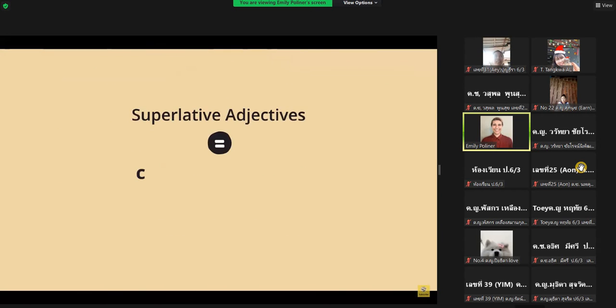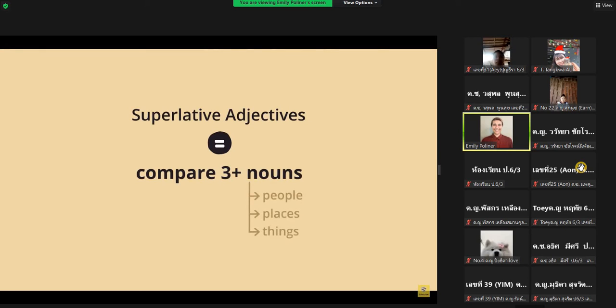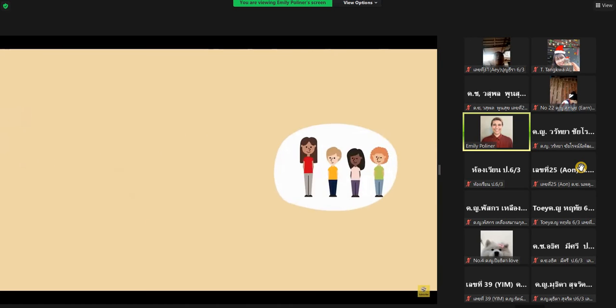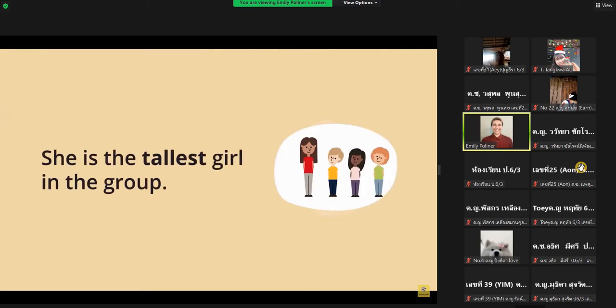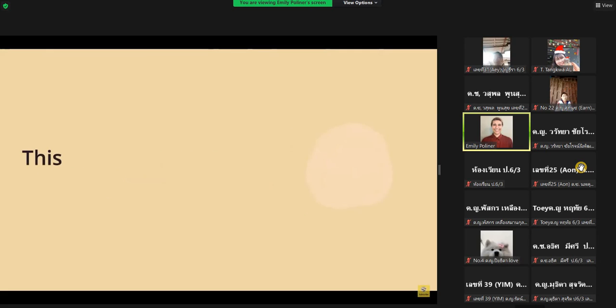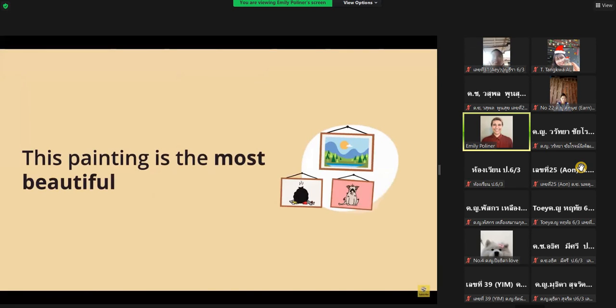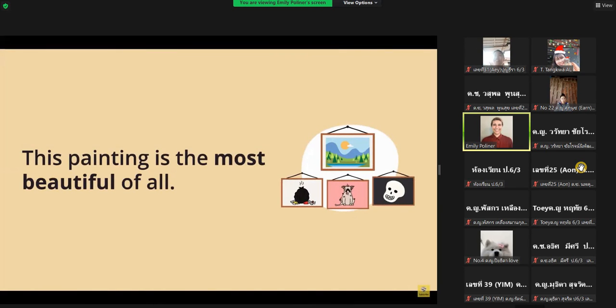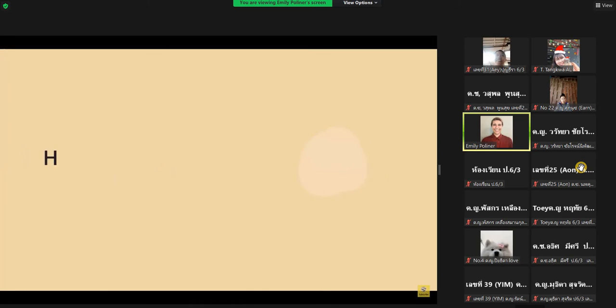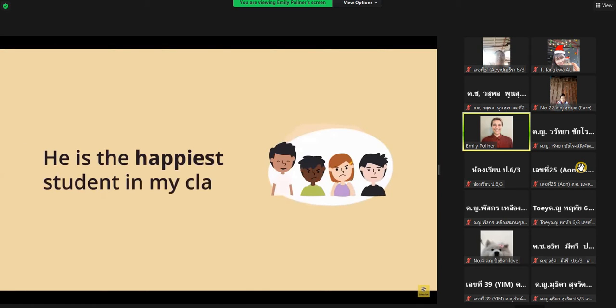We use superlative adjectives to compare three or more people, places, or things. Superlative adjectives tell us how one noun is different from the rest. For example, she is the tallest girl in the group. This painting is the most beautiful of all. He is the happiest student in my class.